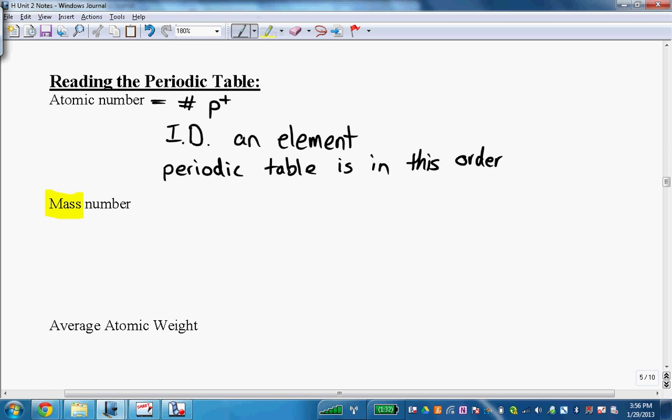Mass number. The word mass means how much something weighs. So the only 2 subatomic particles that weigh anything, since the electrons are so small, are the protons and the neutrons. They each weigh 1. So if we want to know the mass of a given atom, we add together the protons plus the neutrons. Mass number equals protons plus neutrons. This should always give you a whole number.